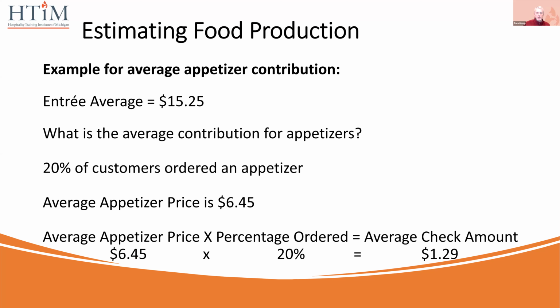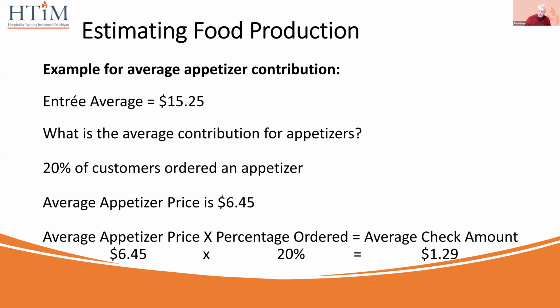So if we put the numbers to it, if our average appetizer price is $6.45, we know that 20% of our customers ordered it, our average check amount is $1.29. So again, it's not an exact way, but it's an estimate of our average check amount and how much of that would be the appetizer part.